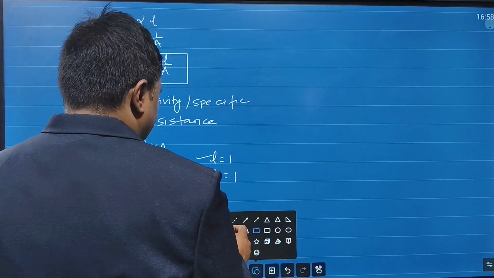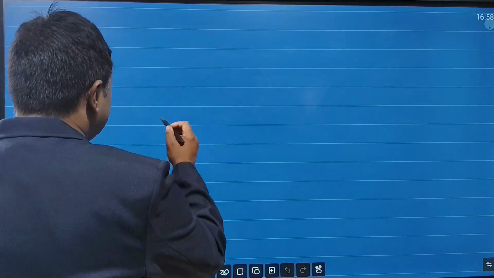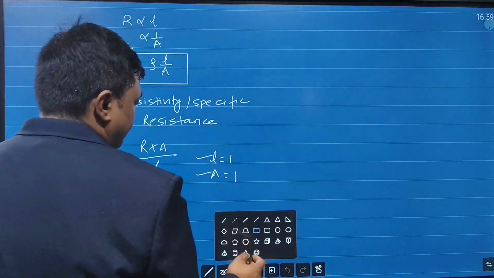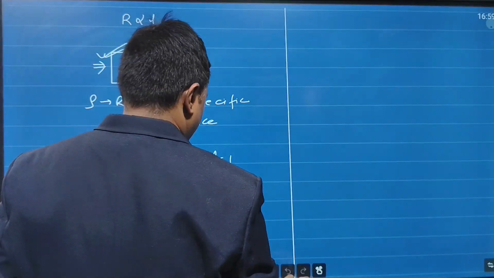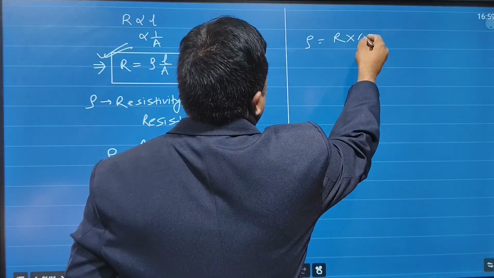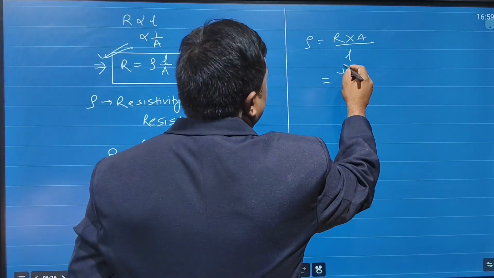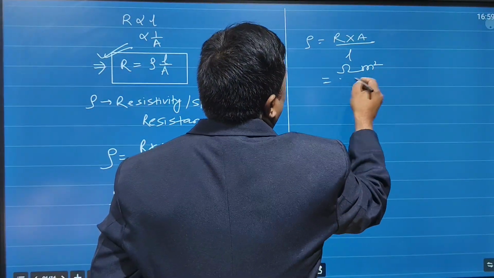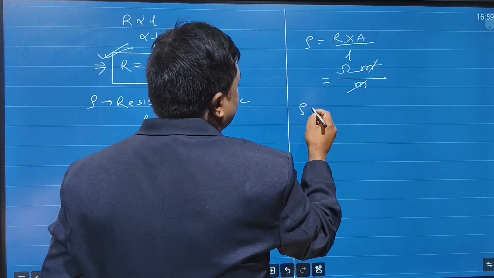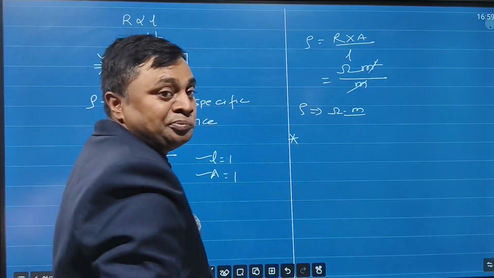In electrical circuits, we also use some symbols. First, see what the unit of resistivity will be. Rho equals R into A upon L. The SI unit of resistance is ohm, the SI unit of area is meter square, and the SI unit of length is meter. So meter and meter square get cancelled partially, and the SI unit of rho is ohm meter. Is it clear?